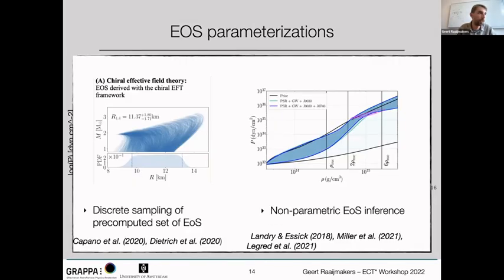I just want to mention quickly that there are different ways of approaching this. We're doing these equation of state parameterizations, but recently people have also been doing more discrete sampling of a pre-computed set of equations of state, which gives you a little bit more of a handle on the prior in the mass radius space. Also quite popular recently is non-parametric equation of state inference, where you use something like Gaussian processes to be a little bit more model independent in your equation of state constraints.